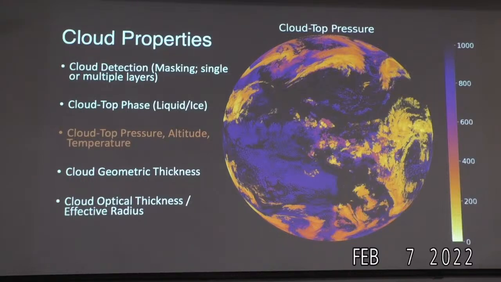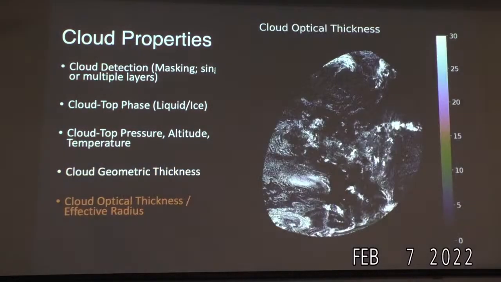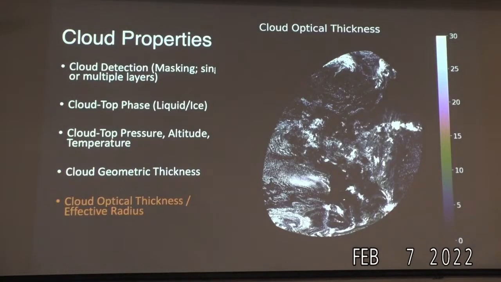They all give an idea of the vertical placement of clouds in the atmosphere. If we know cloud top altitude and we make an estimate of cloud base altitude, we can estimate cloud geometric thickness. That's in contrast to cloud optical thickness, which gives us a little bit of information about how much light can pass through a cloud.